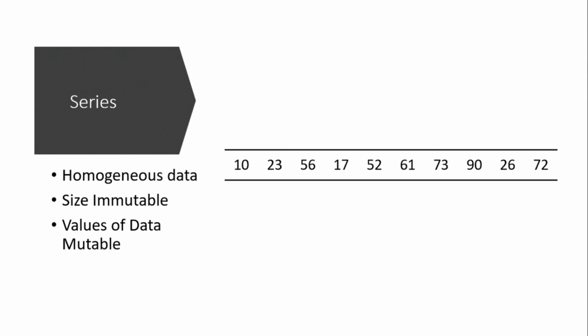Series is a one-dimensional labeled array capable of holding data of any type like integer, string, float, Python objects. The axis labels are collectively called index. A pandas series can be created using the pandas.Series constructor with data, index, dtype, copy as the parameters. Whereas data takes various forms like ndarray, list, constants. Index values must be unique and hashable, same length as data.